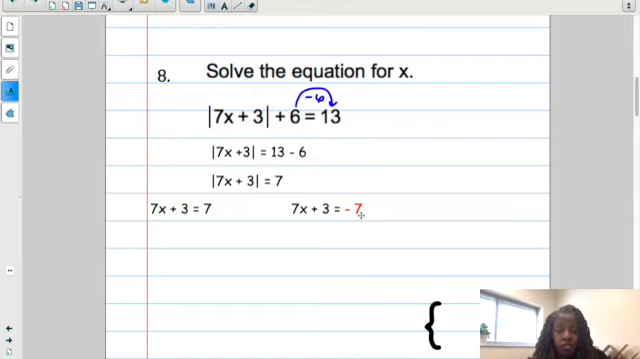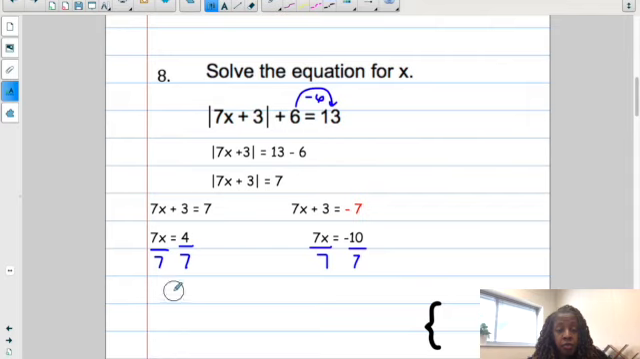Now, solve for x. Subtract that 3 on both sides, giving you 7x equals 4 and 7x equals -10. And then our final step is to divide both sides by 7 on both of these. Once we do that, we end up with 4 over 7 for x and -10 over 7 for x.